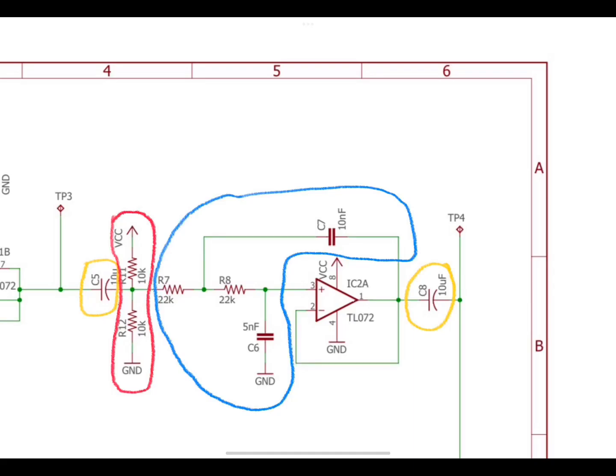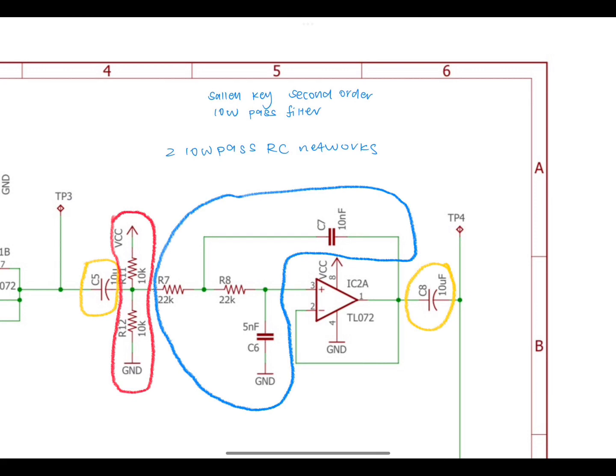Moving on to stage 3, the IC2A uses a second IC TL072. Coupling capacitors C5 and C8 block out DC bias voltage and allow AC bias voltage to pass through. Resistors R11 and R12 are voltage dividers that act as level shifters with functions as discussed before in stage 1.